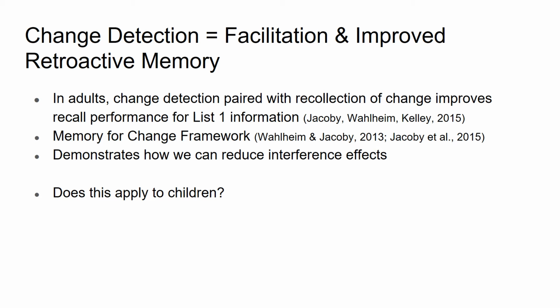There has been evidence replicated across multiple adult studies to support the theory that change detection does provide facilitation. This is now called the Memory for Change Framework, Wahlheim and Jacoby 2013. It demonstrates how interference effects can be reduced. A main goal of my study is to examine if the Memory for Change framework applies to children.